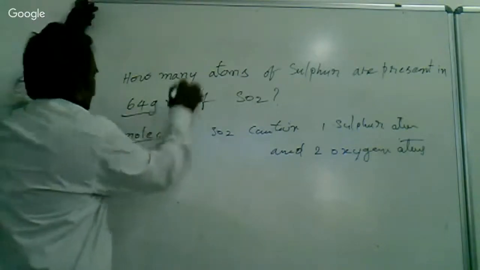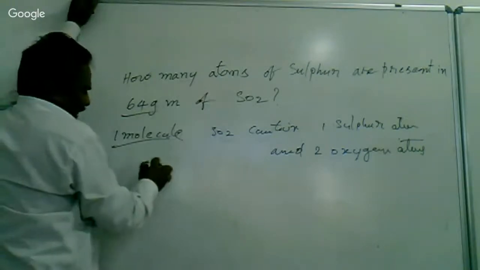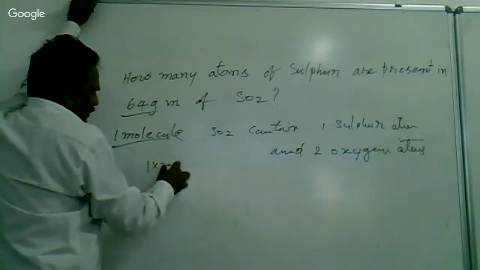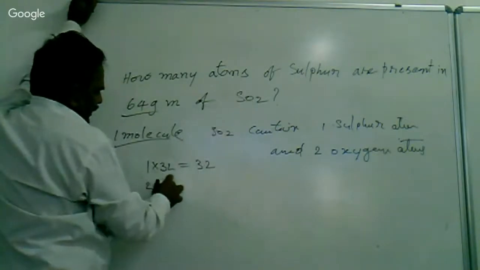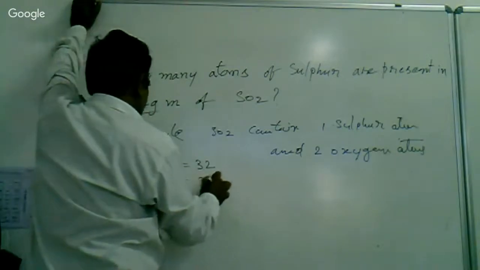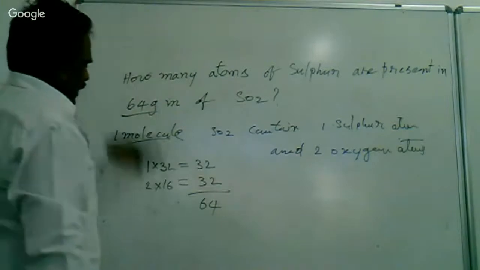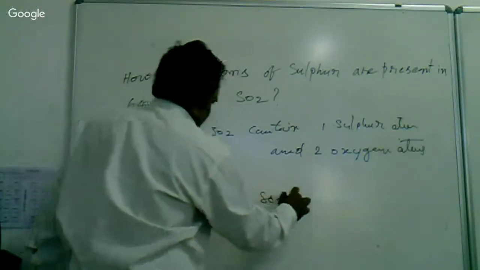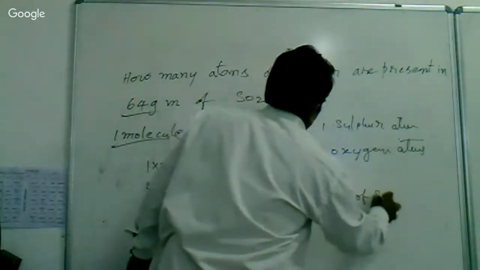So here 64 grams is given. So we need to calculate the molecular weight of sulfur dioxide. Sulfur atomic weight is 1 into 32, nothing but 32. There are two oxygens, 2 into 16, nothing but 32 again. So the molecular weight of sulfur dioxide is 64. So 64 grams of SO2 is nothing but 1 mole of SO2.